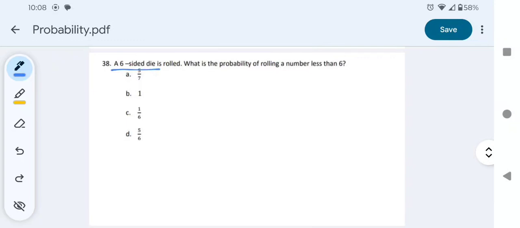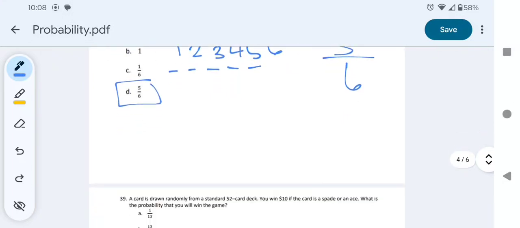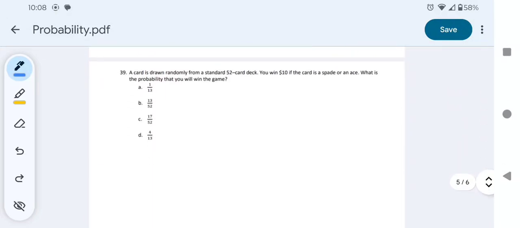A 6-sided die is rolled. What is the probability of rolling a number less than 6? So what are the numbers on a die? 1, 2, 3, 4, 5, 6. How many numbers are less than 6? That would be 5. So my total chances here is going to be 6. And how many numbers are less than that? 5. So that was simple. 5 out of 6. Have to be mindful that you need to know about dice and a deck of cards when dealing with probability, which is our next question.